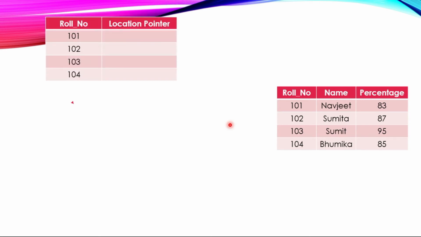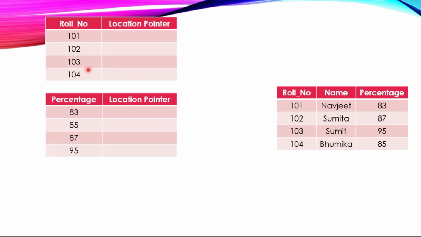So here is the example. You can see this table. The name of the table is student, and in this table there are three columns: roll number, name and percentage. So we will see how to apply index. So this is roll number. Here you can see roll numbers are being sorted. Here also it is sorted, here also it is sorted.